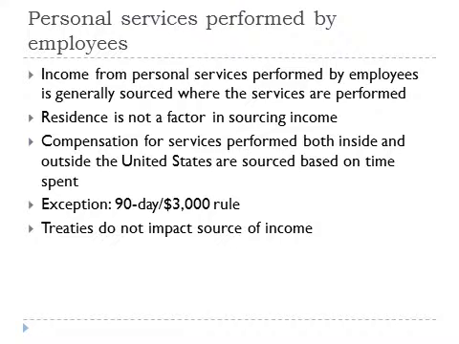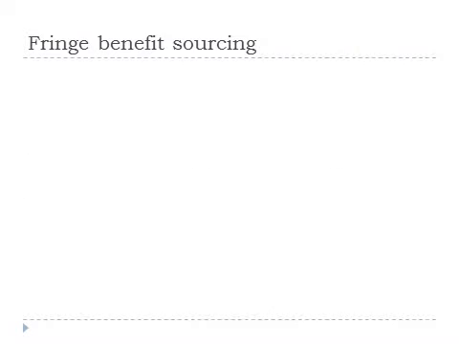U.S. tax treaties can make compensation received by a foreign employee tax-free in the United States for presence of up to 183 days in the United States. However, this rule does not affect the source of the compensation. This rule is discussed in the lecture on the taxation of business income under U.S. tax treaties. Special rules apply for the sourcing of fringe benefits.